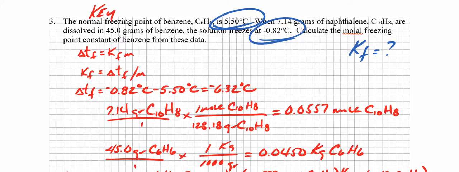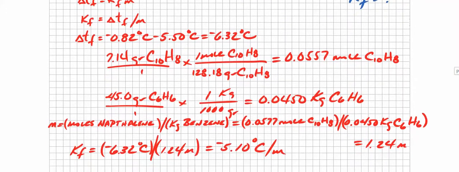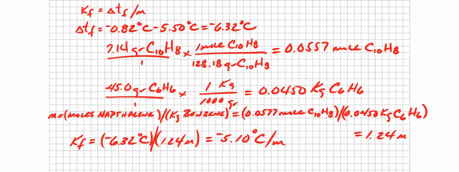All right? Now let's calculate the number of kilograms of the benzene that it's dissolved in. So how do we do that? Well, here's what we do. We're going to take the number of grams of benzene, put that over 1 and divide by 1,000. That's it. That's going to give us the number of kilograms of benzene. We've got 0.0450 kilograms of benzene.